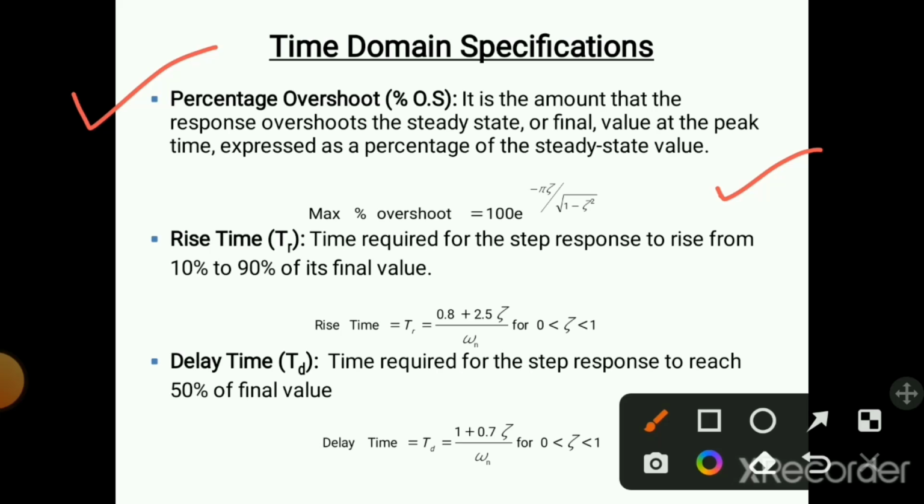So the second definition is rise time. The time required for the step response to rise from 10% to 90% of its final value. Okay, up to 90% value, the time required is called rise time. The formula is TR is equal to 0.8 plus 2.5 zeta divided by omega n, where zeta varies from 0 to 1. And the third definition is delay time. Time required for the step response to reach 50% of the final value. To reach 50% response, the time required is delay time. And the formula shown over here is TD is equal to 1 plus 0.7 zeta divided by omega n, where zeta varies from 0 to 1. Okay.